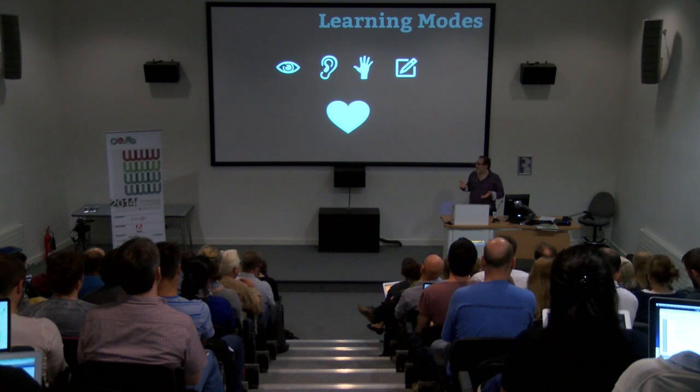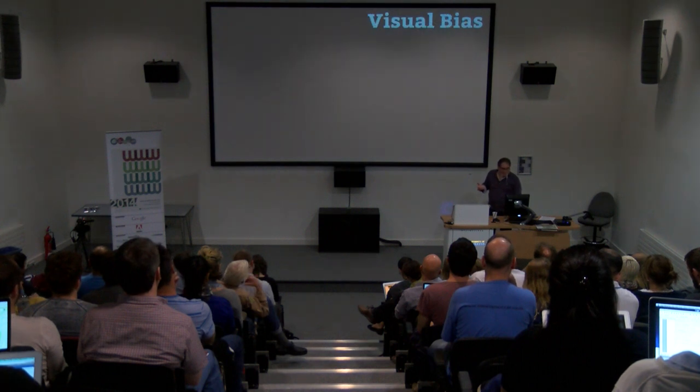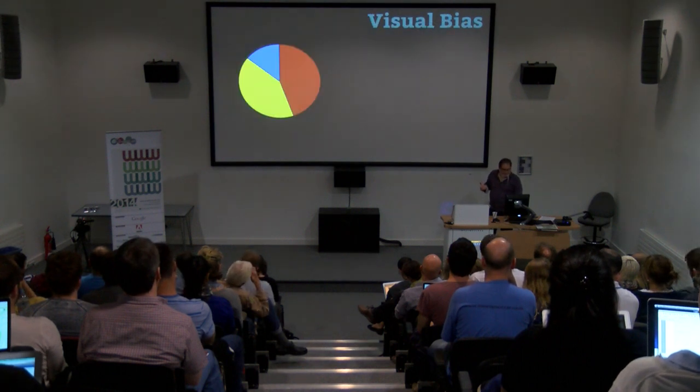And this is why making people laugh, making people cry, making people love your visualization is actually an aid to accessibility. It's an aid to people processing and understanding your information. So aesthetics, beauty, is actually an accessibility requirement. We have a visual bias.